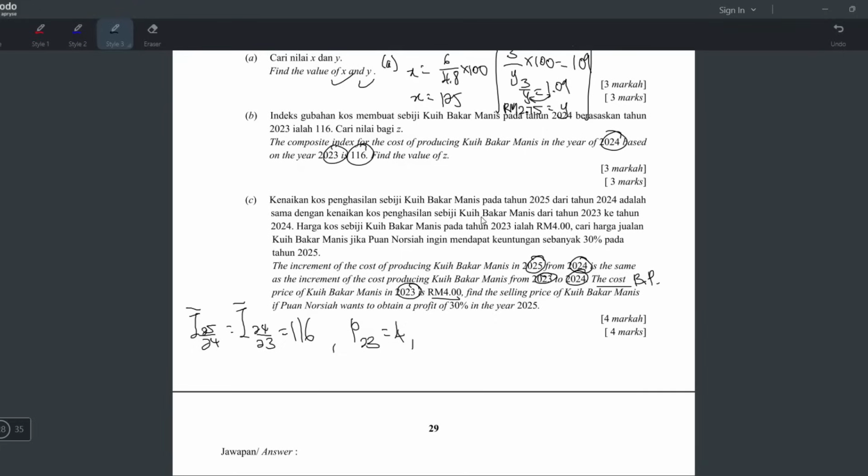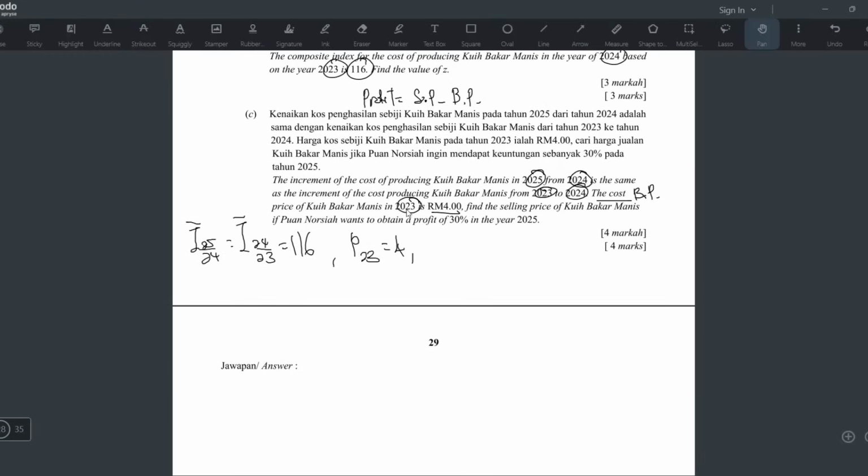Okay, and you have to know the formula for profit. Profit comes from taking the selling price minus the buying price. Because if you want to know how much you earn, you need to take how much you sell, minus how much you spend to buy the product, how much you spend on making the product. That is why the formula is like that. Selling price minus buying price. But the 4 ringgit they give here is the cost, the buying price. But they ask for the selling price, right? But it's okay. Later, after you find the cost price in 2025 first.